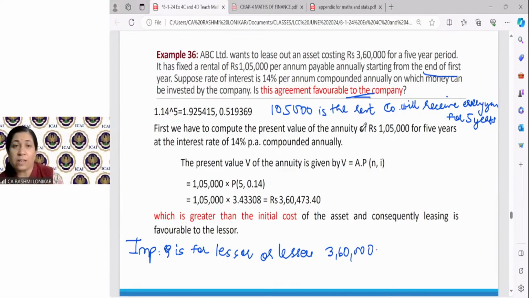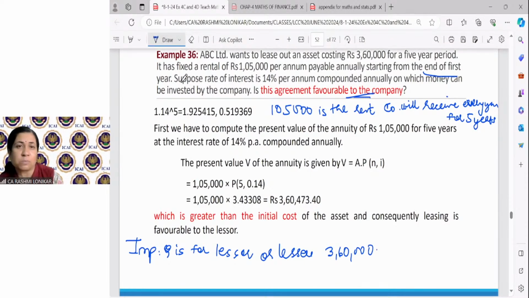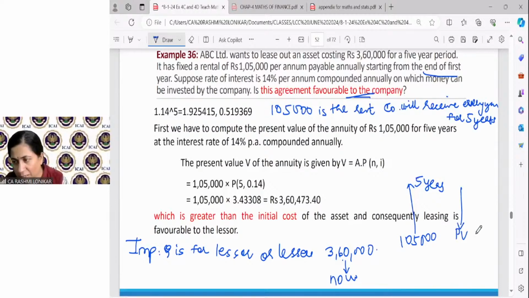And what should I find? The present value or the future value? Because in this question, what confuses me is whether I must find the present value or a future value. The machine I have now, I'm going to receive 1,05,000 up to 5 years. So I must find its present value, to be compared with 3,60,000 which I have spent now.